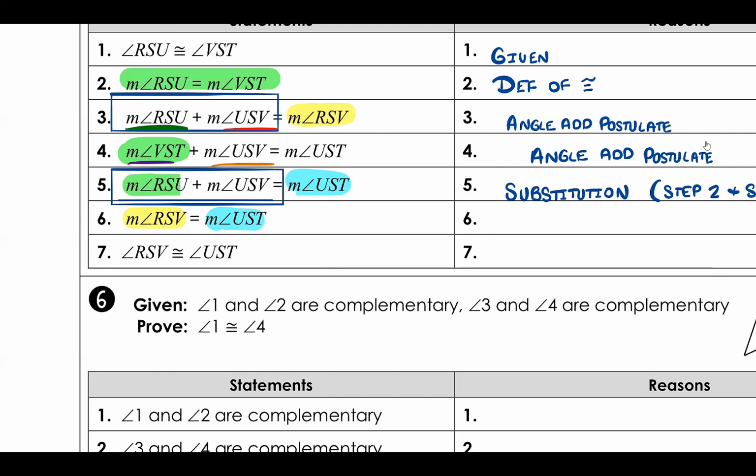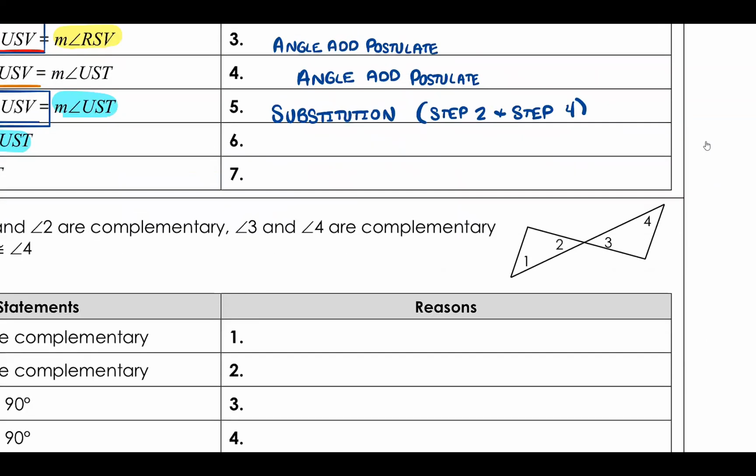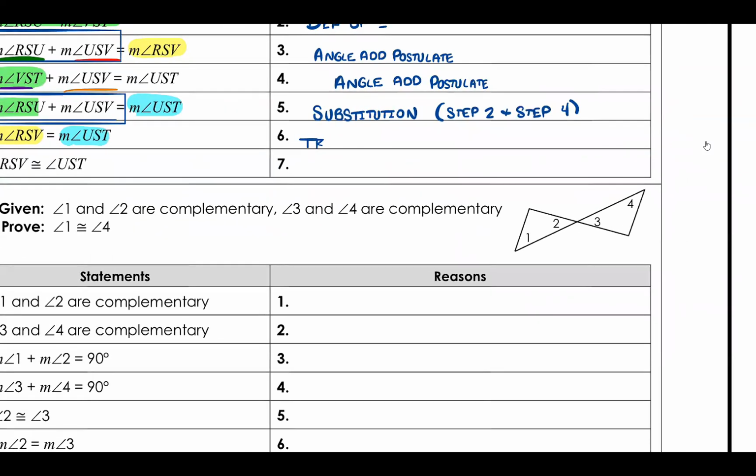I know what y'all have been saying, but we gotta show it. So we just dropped off the RSU plus USV. It was a trap. Yeah, it's a little bit of a trap. All right, and then how do I know angle RSV is congruent to angle UST? Definition of congruence.